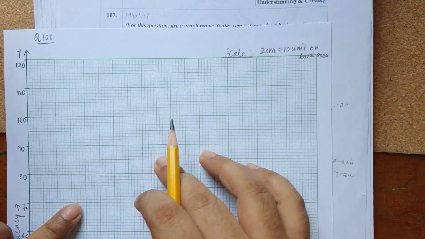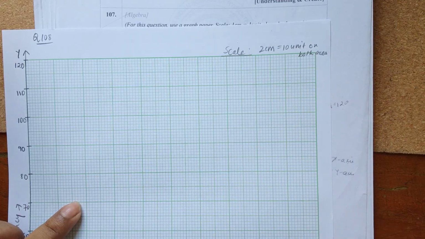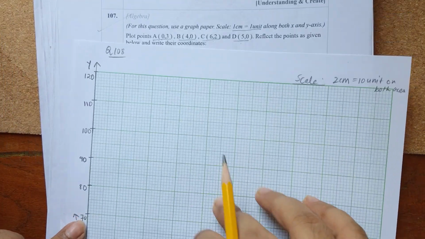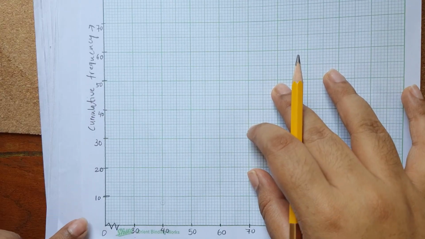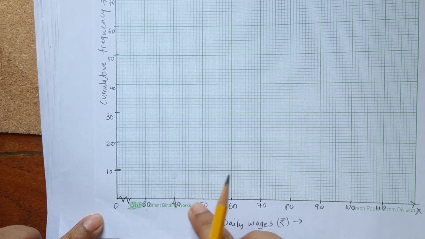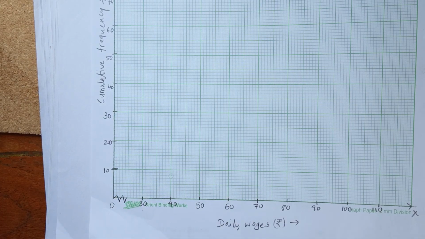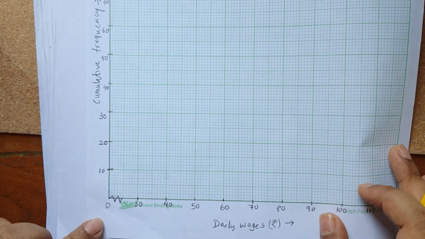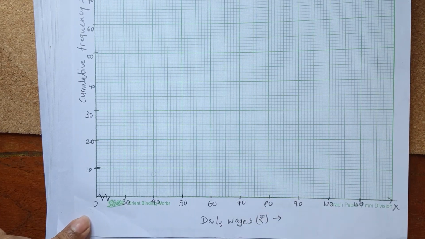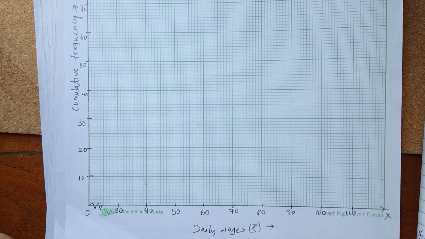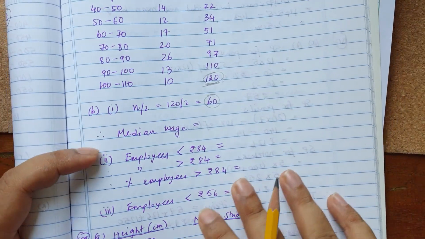And if this is the scale, 2 centimeter is 10 unit on both the axis, I have to utilize the entire space in this graph sheet. So I have to plot the x and y axis right on the boundary of the graph. Otherwise, I will not be able to fit all the points in the graph for the given question. All right. Next, I have to look at my CF table.